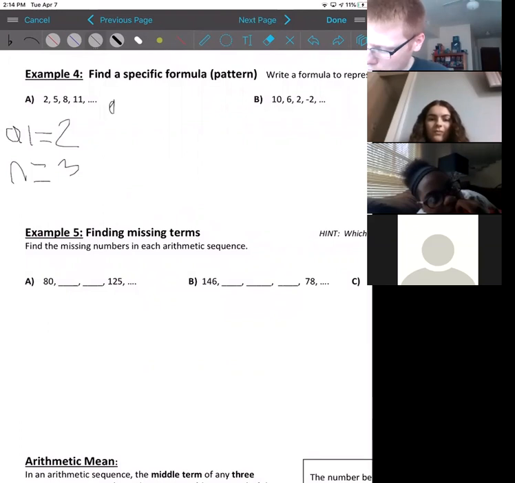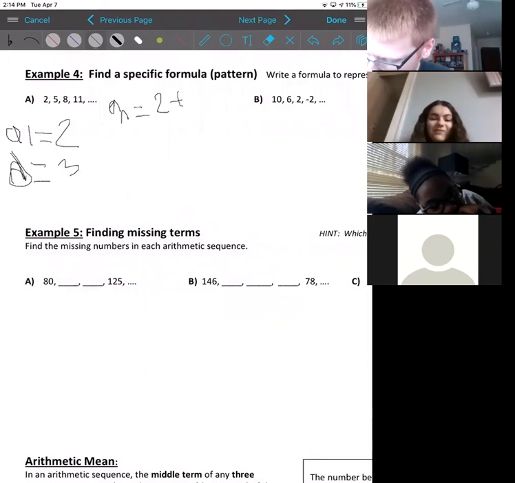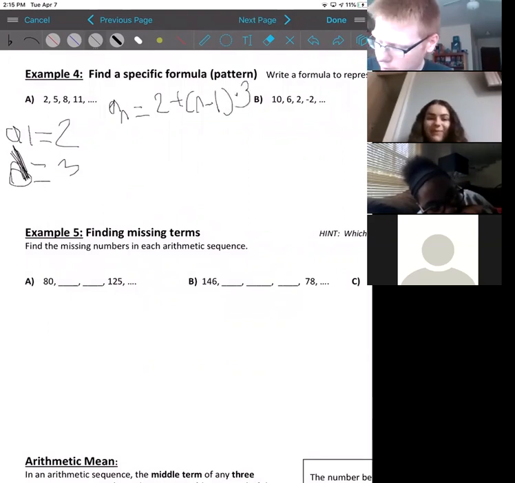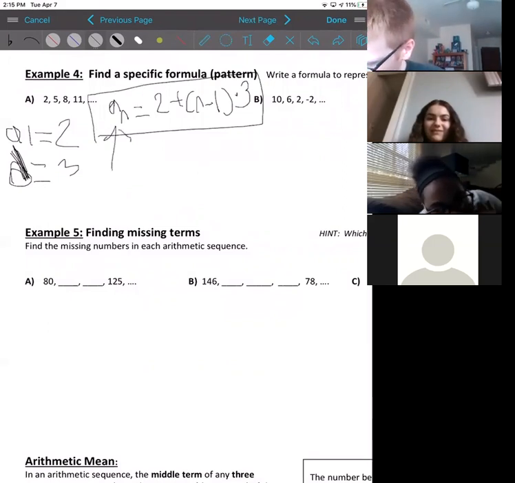So you're just going to keep the A of N and then set it equal to our A1, which we know is 2, plus, oh, that's not N. Sorry, this was supposed to be a D, common difference. So the N minus 1 times our difference, which is 3. And I'm sorry, this here, that's A of N.